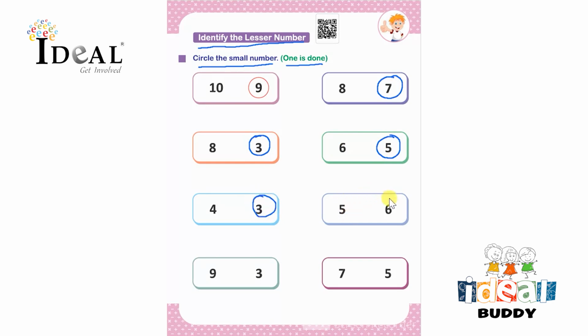After that it's 5 and 6. So 5 is smaller than 6. After that it's 9 and 3. So 3 is smaller than 9. So they have to encircle 3. And the last one is 7 and 5. So 5 is smaller than 7. So they have to encircle 5.